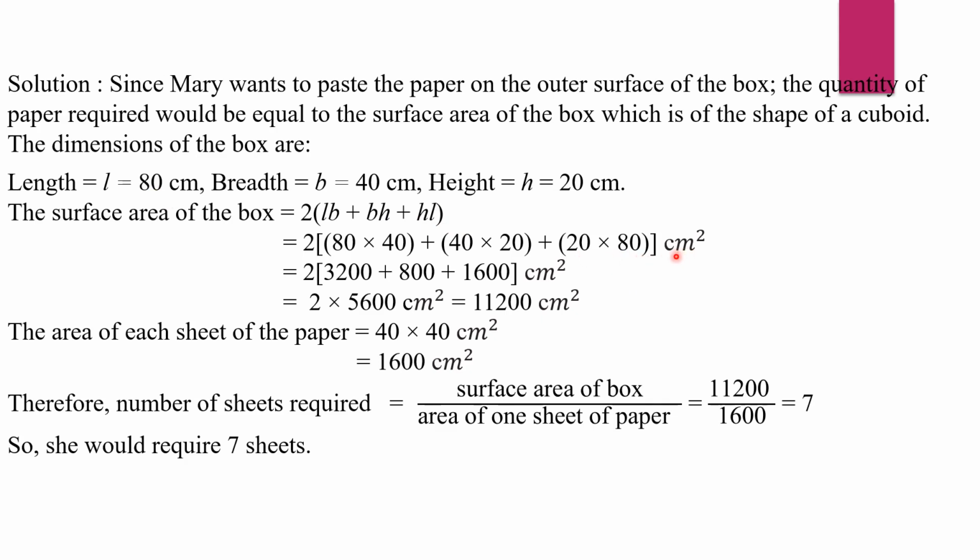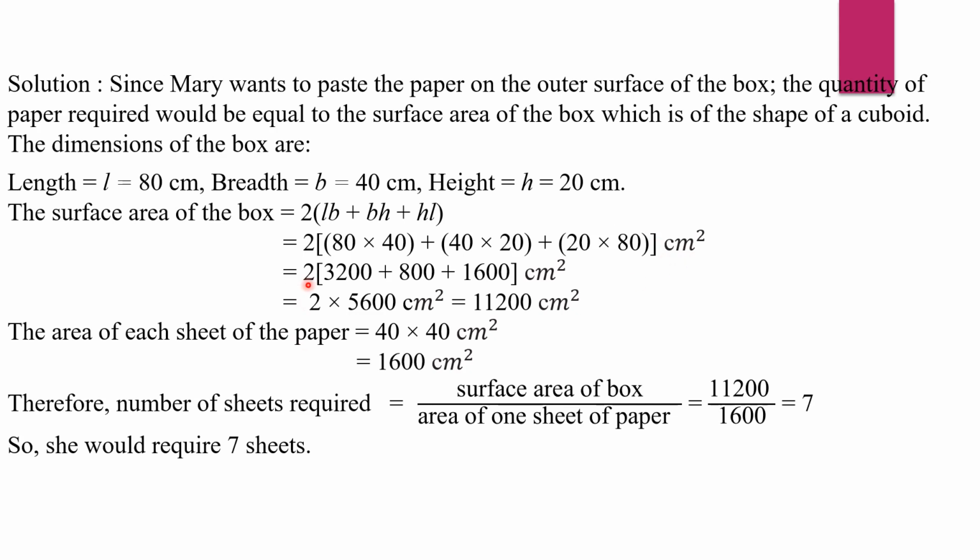Centimeter square. Here we are writing the square units because we are finding the surface area of the box. So here units are centimeter square because here length, breadth and height are in centimeters. So we write here centimeter square. Okay, my children, understood this step?